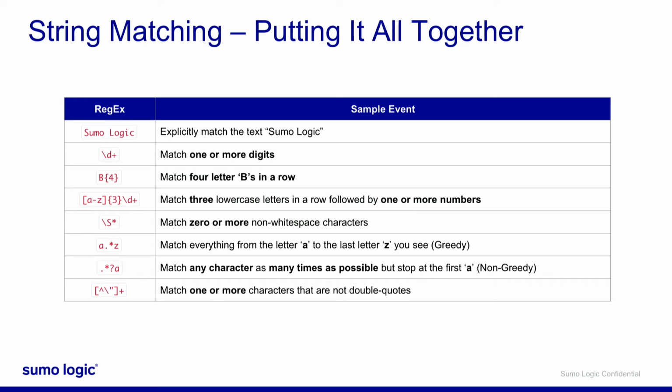Capture everything from A to Z. Capture anything up till I see the first A. This is a good example of countering the greediness of the asterisk. And I mentioned before, this is an example I've used quite a lot over time. Just capture everything up to the first time I see a double quote. Really useful for web access logs and things like your user agent field.